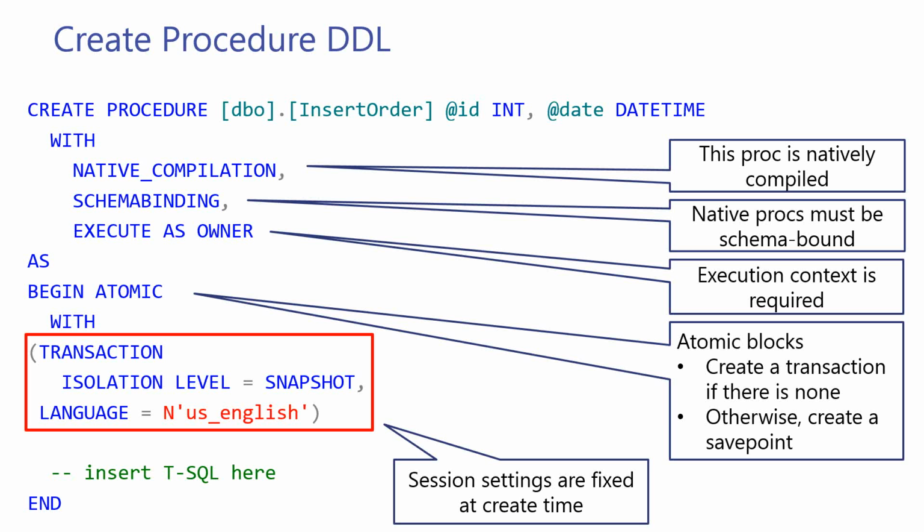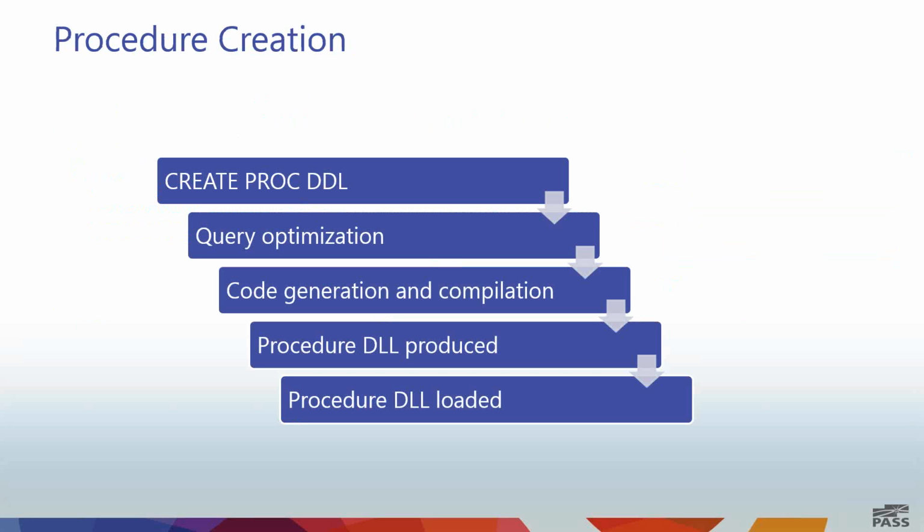Now if we look at what happens under the hood when you create a stored procedure, it looks very similar to creating a table. We also do some code generation, we create a DLL which we then load. The one important thing to keep in mind is that we actually do the query optimization at compile time. So we create the query plan when the procedure is created, and the query plan is then baked into the DLL. And this is in contrast to traditional stored procedures where the query plan is created on first execution of the procedure.